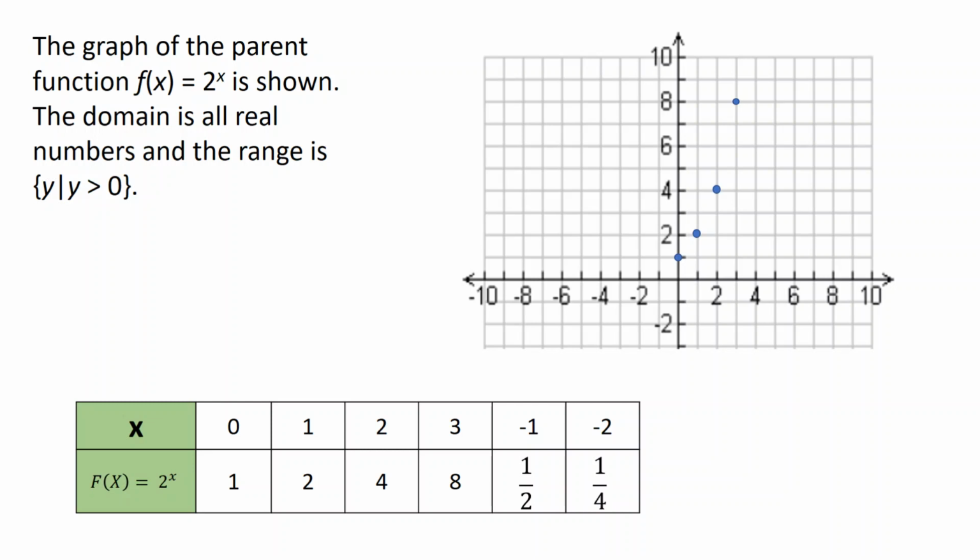So now let's go to the negative numbers. When x is negative 1, remember that that negative doesn't really mean negative when we're talking about exponents. It means to take the reciprocal. So 2 to the negative 1 power is actually 1/2, so there's our point, and 2 to the negative 2 power is actually 1/4. So the graph of the parent function f of x equals 2 to the x power is going to look like this.